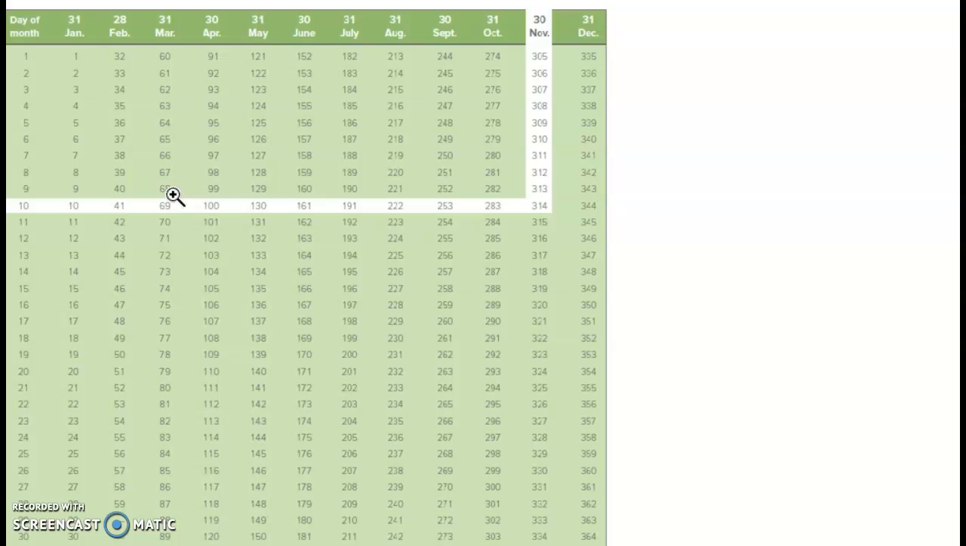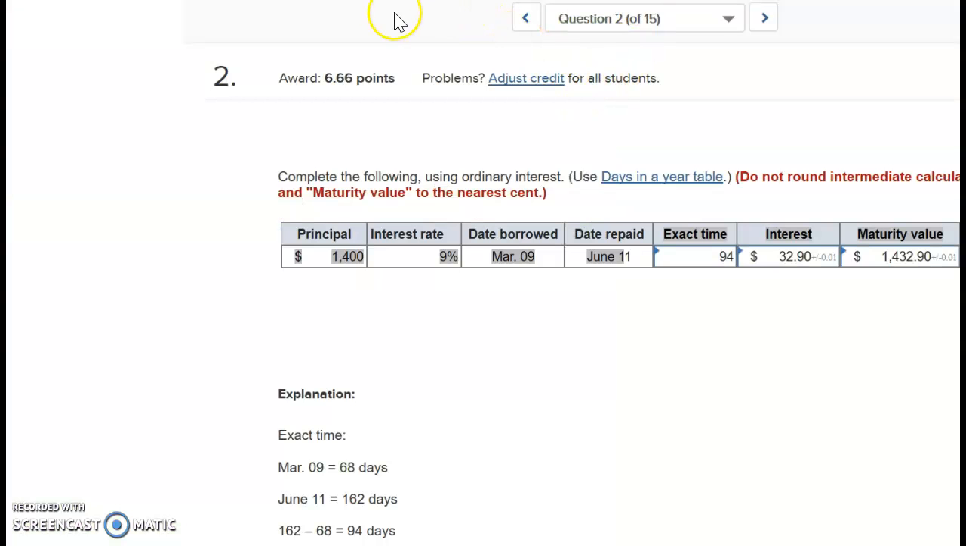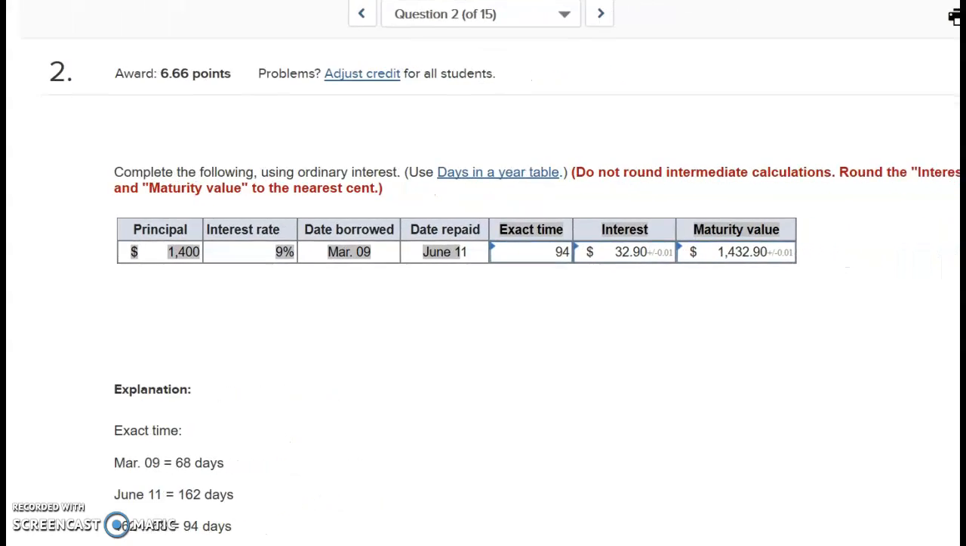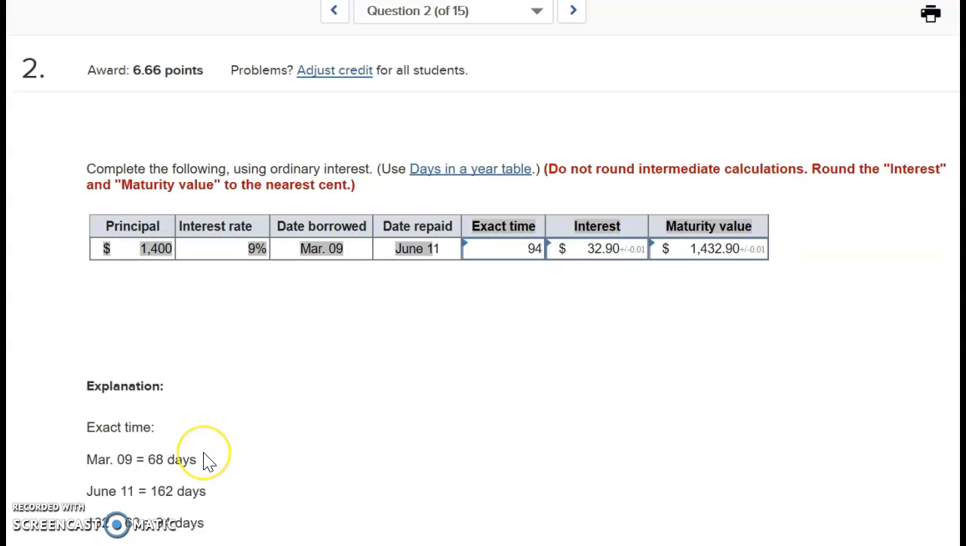All right, once we have that, we're going to go back to our problem. Let me scoot this back over. Okay, so we have 162 days and 68 days. We're going to take that larger number, 162, and subtract the smaller number, 68, and that gives us the number of days the loan is outstanding. So that is our exact time, 94 days, okay?